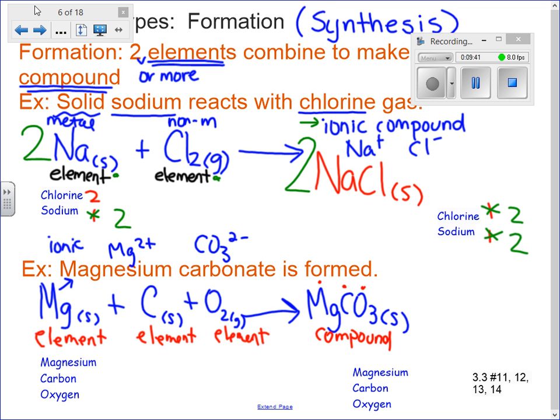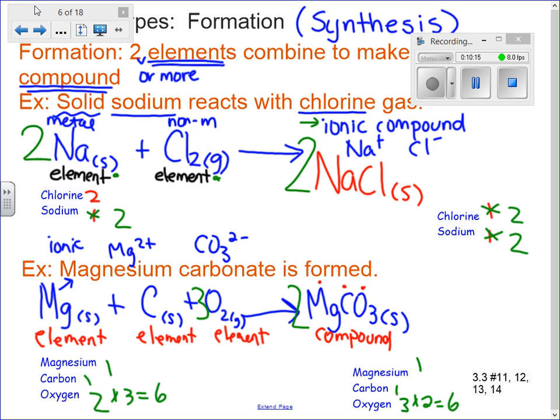Now if we continue, if I count, I currently have 1 magnesium and 1 carbon on each side, but I have 2 oxygens here versus 3 oxygens over there. So my oxygens are not in balance. I will balance those first. The lowest common multiple of 2 and 3 is 6. So if I were to multiply by 3 over here, I would get 6. And if I were to multiply by 2 over here, I would get 6.